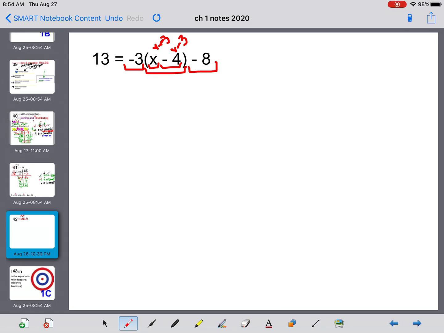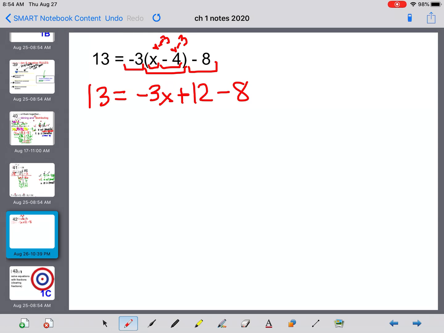Inside the parentheses, I have an x and a -4. And so I'm just going to drop down the 13 when I rewrite. I'm not doing anything with that side just yet. And then I'm going to go ahead and multiply out. Negative 3 times x is negative 3x. And negative 3 times a negative 4 is a positive 12 minus 8. I just drop that back down to rewrite my problem out.